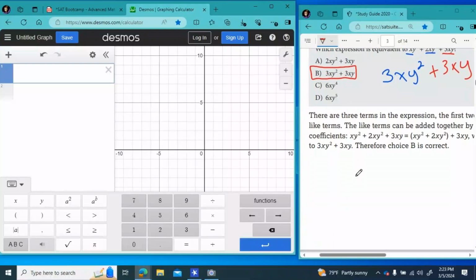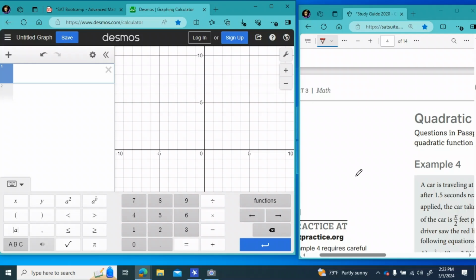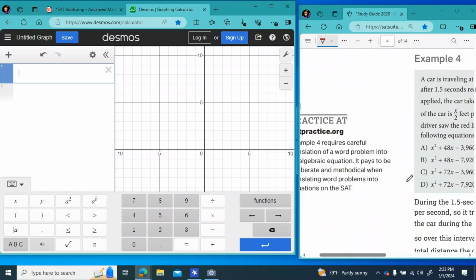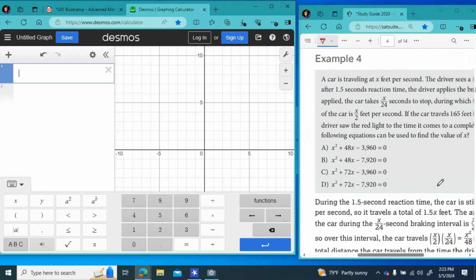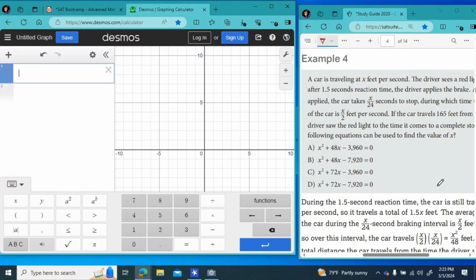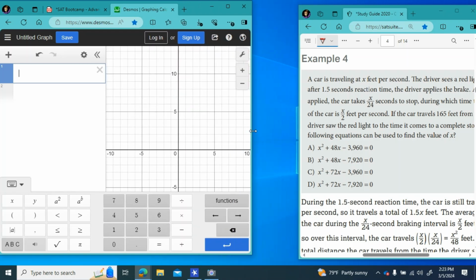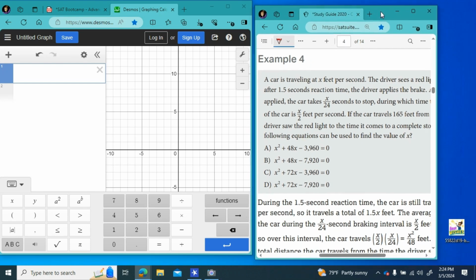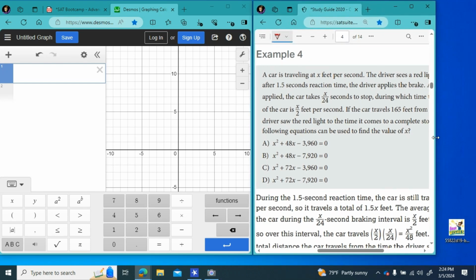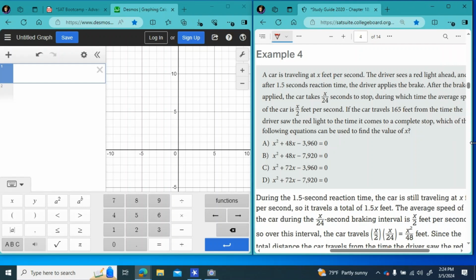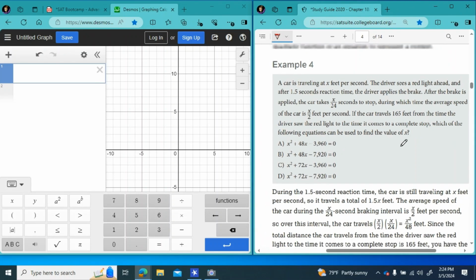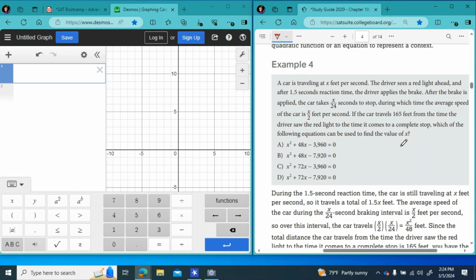All right, guys, we are continuing with our SAT bootcamp in topics in advanced math. And we are moving on to example number 4. Let me move this over so we can see the whole question. Okay, there it is. Number 4.